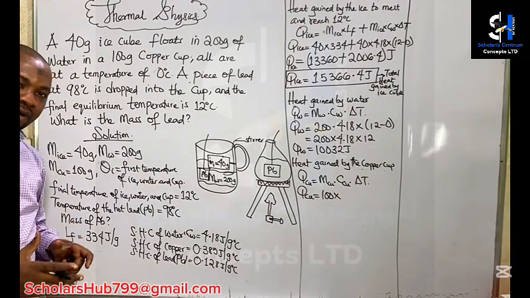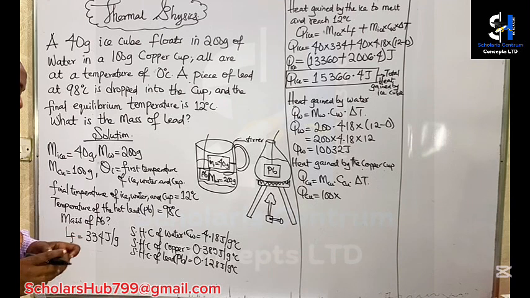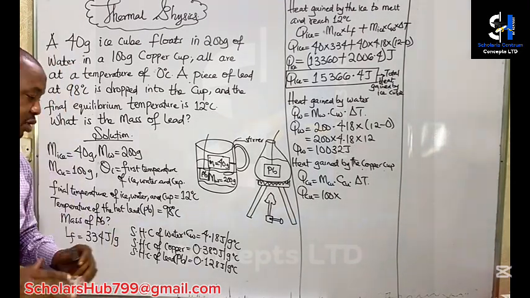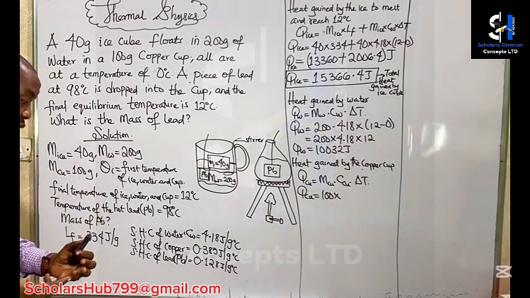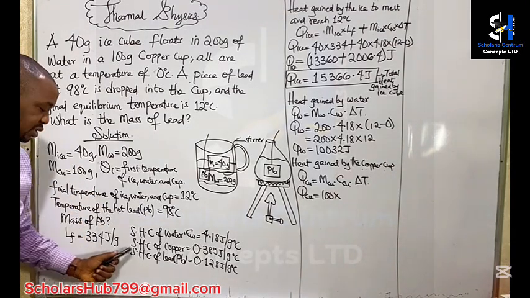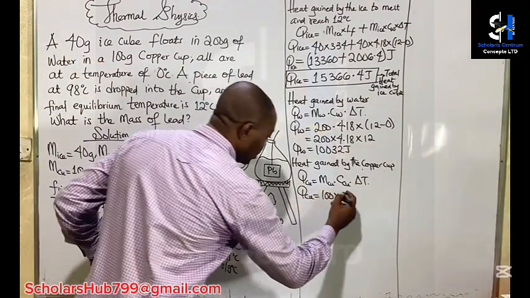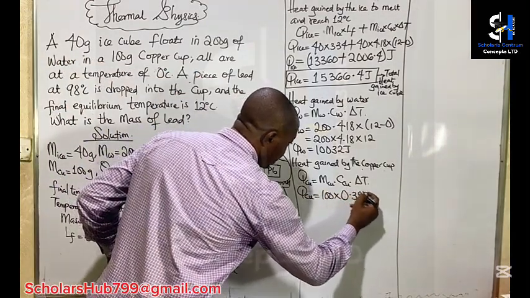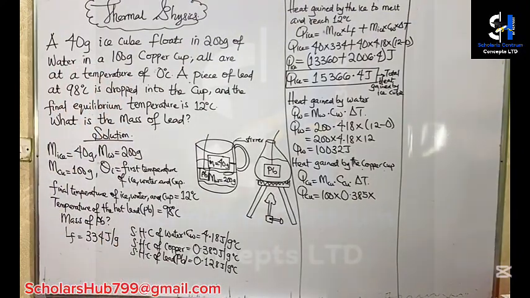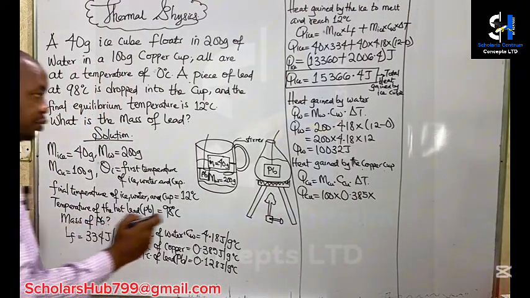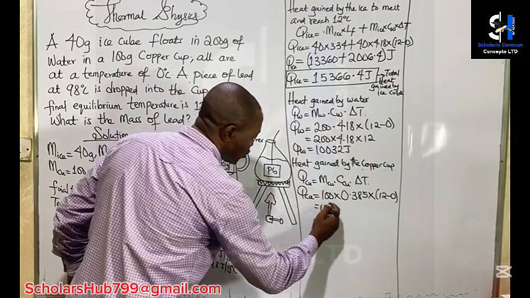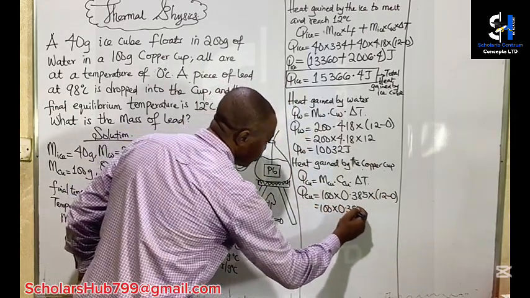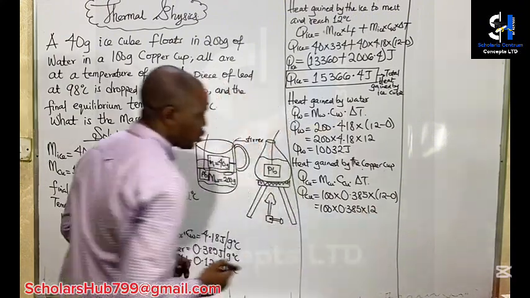These values are very important. Remember, when these values are not given, it means you are expected to know the value. So the specific heat capacity of copper is 0.385, then multiplied by the temperature difference, which is 12 minus 0. So this will be equal to 100 multiplied by 0.385 times 12.